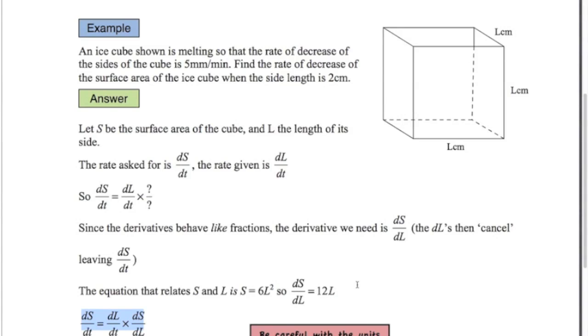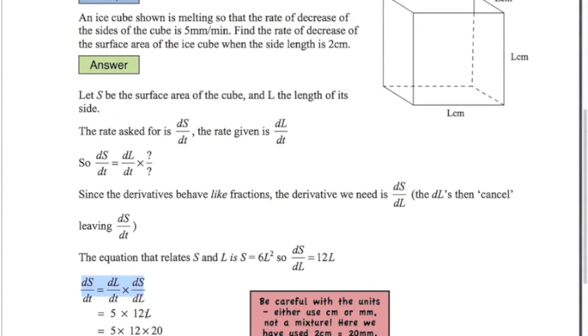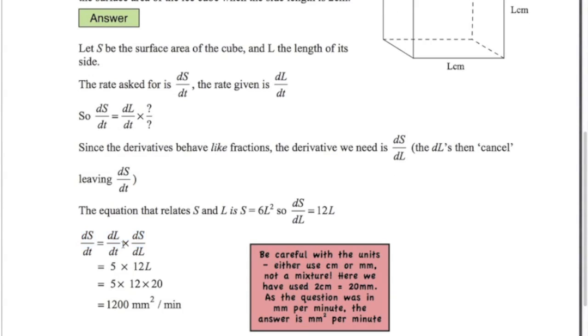Right. So let's substitute that in to this little equation here. We've got dL/dt, we know that that's 5 millimeters per minute. We've just worked out dS/dL is 12L. So now we want to know what's the rate of change of the surface area at the exact instant when L is 2 centimeters. Now just be real careful here, because remember this is in 5 millimeters per minute, so we should be substituting L in millimeters here. Okay, so 2 centimeters is 20 millimeters, so that's an important thing that you've got to watch out for here.